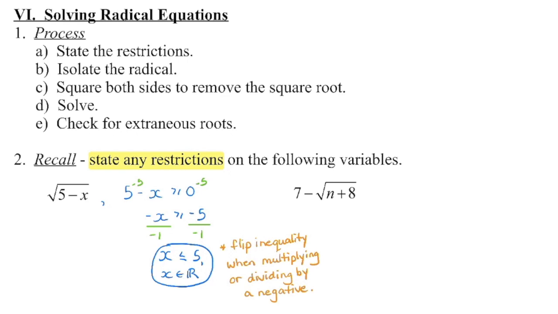So same thing over here. We're only concerned about the variable in the radicand. This whole expression has to be greater than or equal to 0. And then again, our goal is to isolate the variable. So in this case, we're going to isolate n by subtracting 8 from each side, which gives us a restriction of n must be greater than or equal to -8.